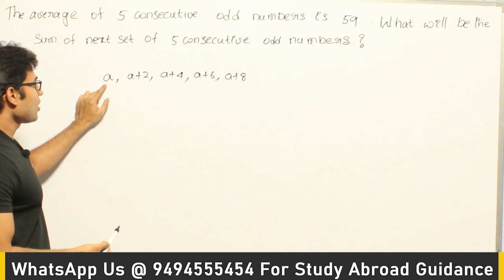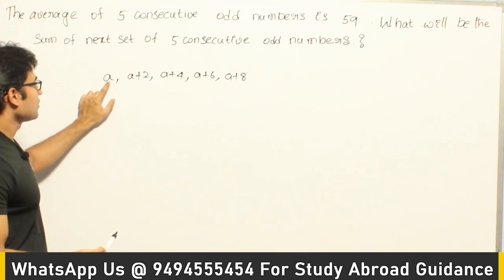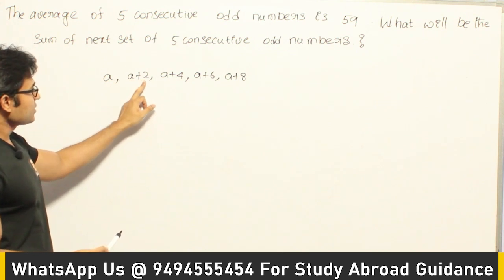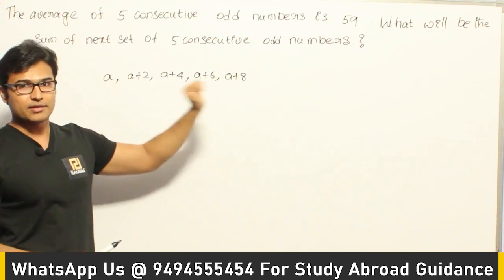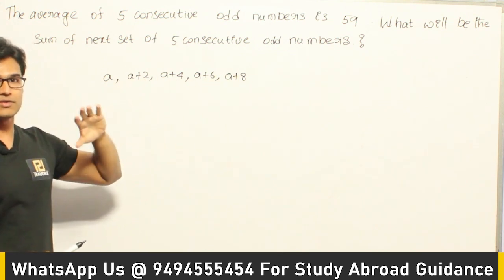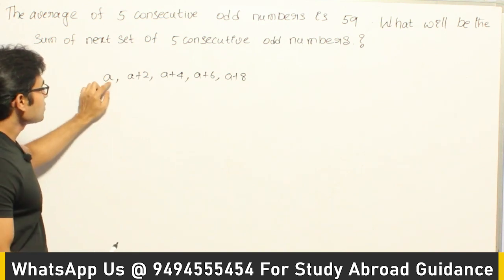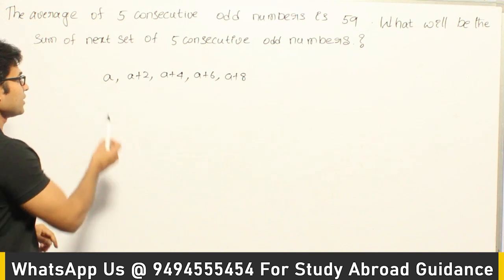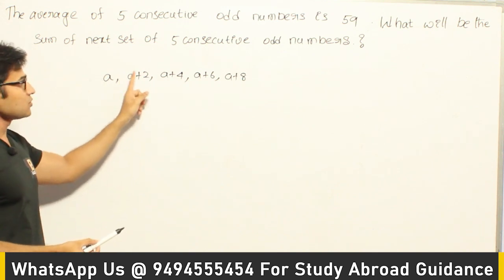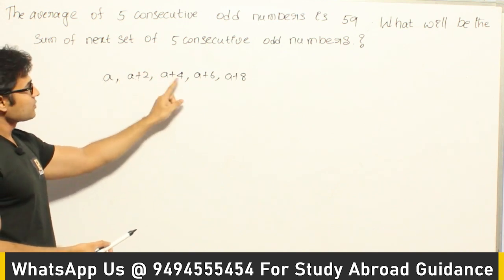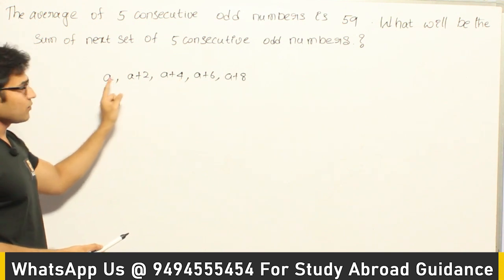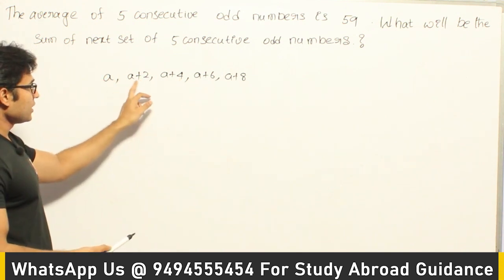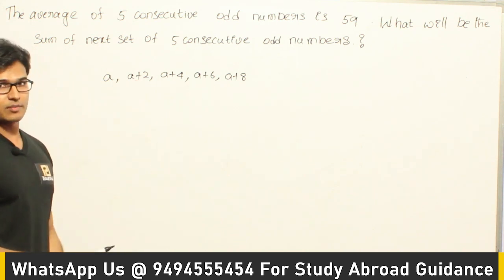One common mistake you might make here is, since the numbers are odd, you might write A plus 1, A plus 3, and so on. But that is wrong. If A is odd, then A plus 2 is definitely odd. For example, if you take A as 3, then A plus 2 is 5 and A plus 4 is 7. So if the first number is odd, the sequence will give you odd numbers. Don't think that the sequence is going to give you even numbers.